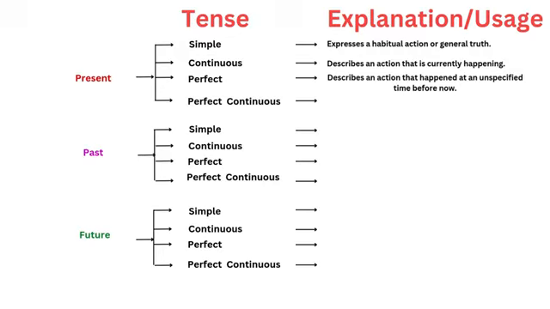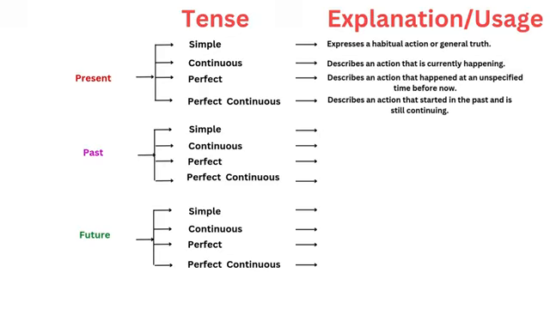Present perfect describes an action that happened at an unspecified time before now. Means the actions that happened in the past but are still important or relevant now. Like, I have finished my homework.